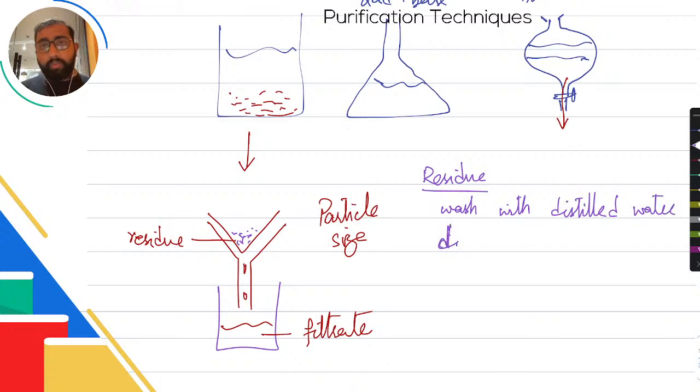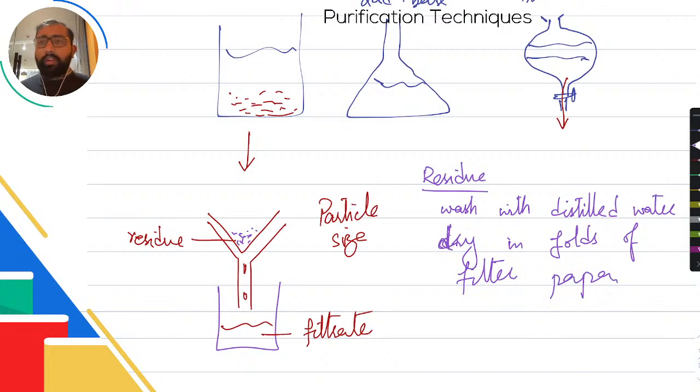Now, how do you dry it? You can dry it in the sun, you can dry it in an oven, you can dry it in folds of filter paper. Okay, so that is another thing you can do. All right, so that's what you want to do if you want to collect the residue.